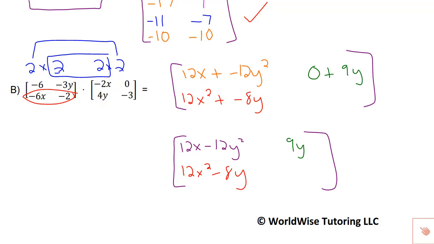And then we do that same process, but now with the second column. Negative 6x times 0, negative 2 times negative 3, and that is your final answer, a 2 by 2 matrix just like we predicted.